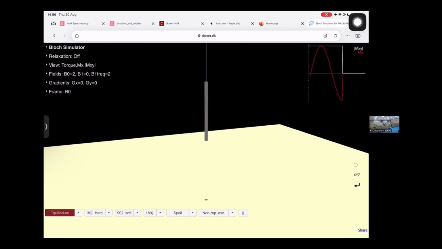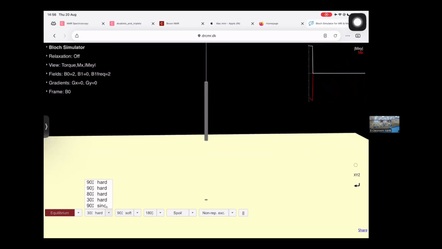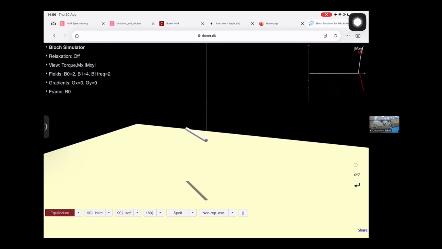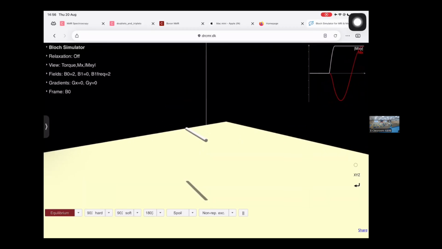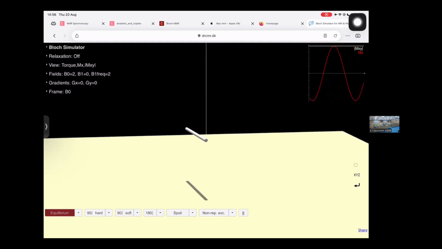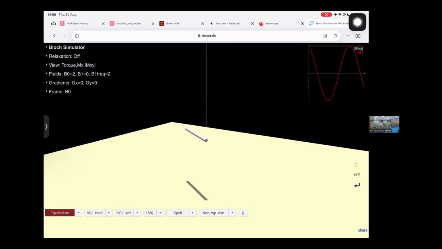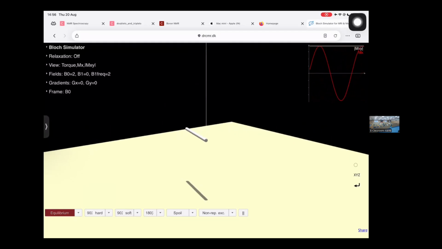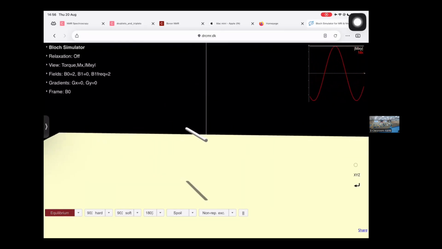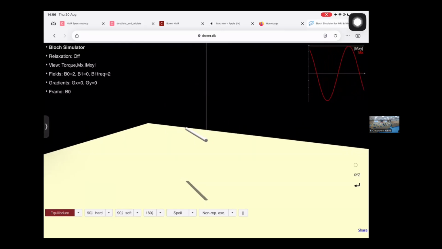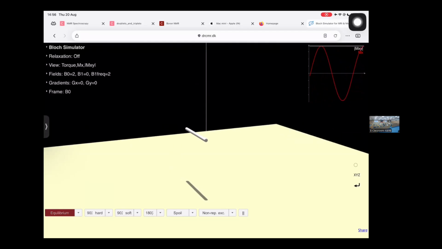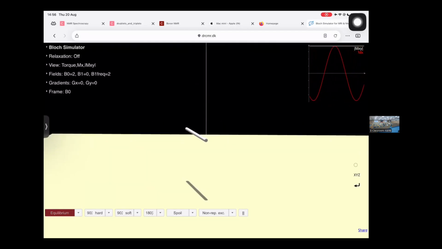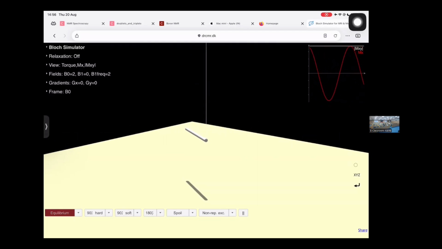Now, going back to the lab frame, look at the 90-degree hard pulse. What you're able to see as a pink vector that comes is actually the torque, which pulls the magnetization. Okay, that's majorly the difference between the hard pulse and the soft pulse. Soft pulse has a much smaller torque, while hard pulse has a much larger torque. It achieves the same thing in a much shorter time.